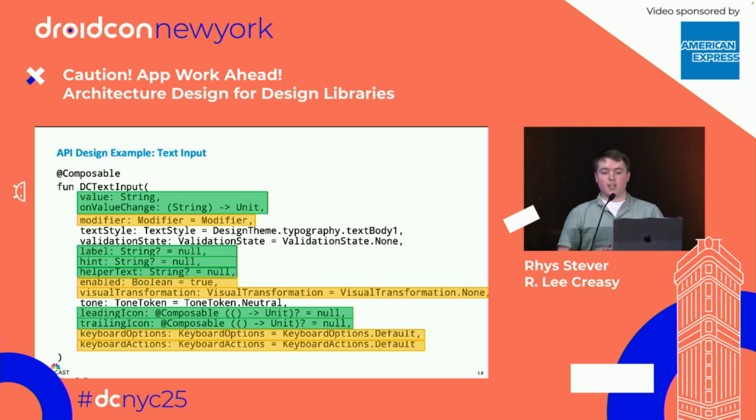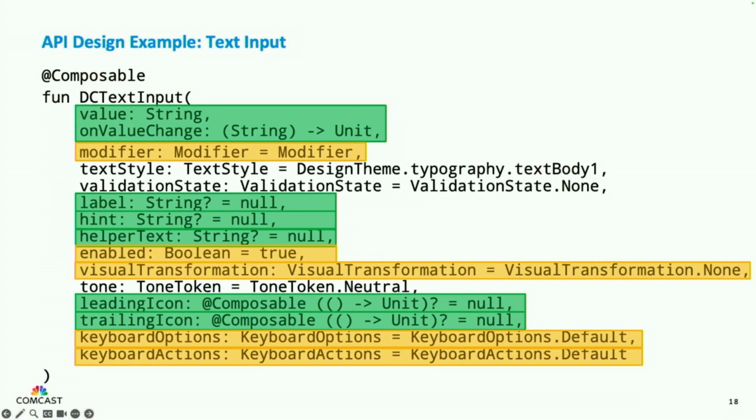So here's that same text input, and we'll now make our own API for it. I have shaded any of those main structural elements that I mentioned in the last slide in green. I've also shaded parameters in yellow that are standard for either all components, like modifier, or text inputs in particular, like keyboard actions. What we are left with is all design-focused parameters.